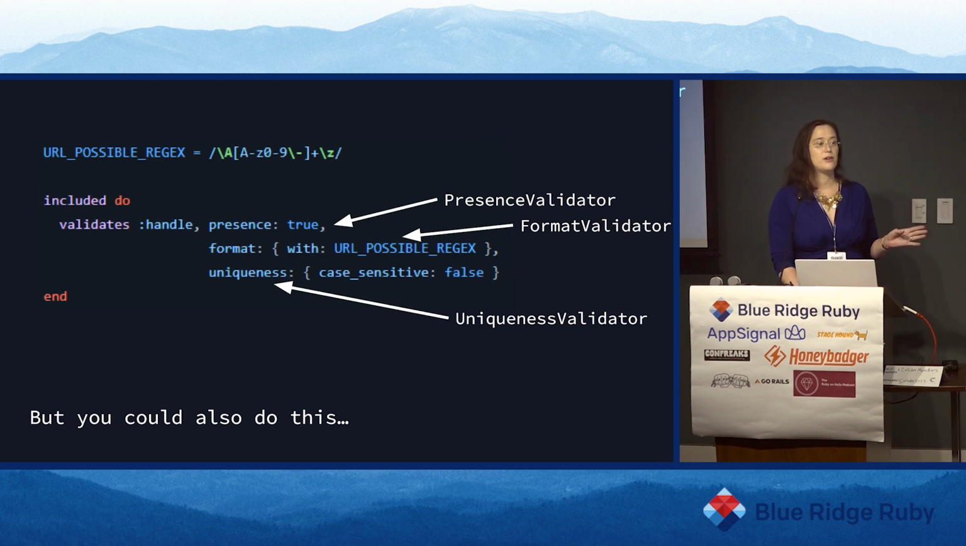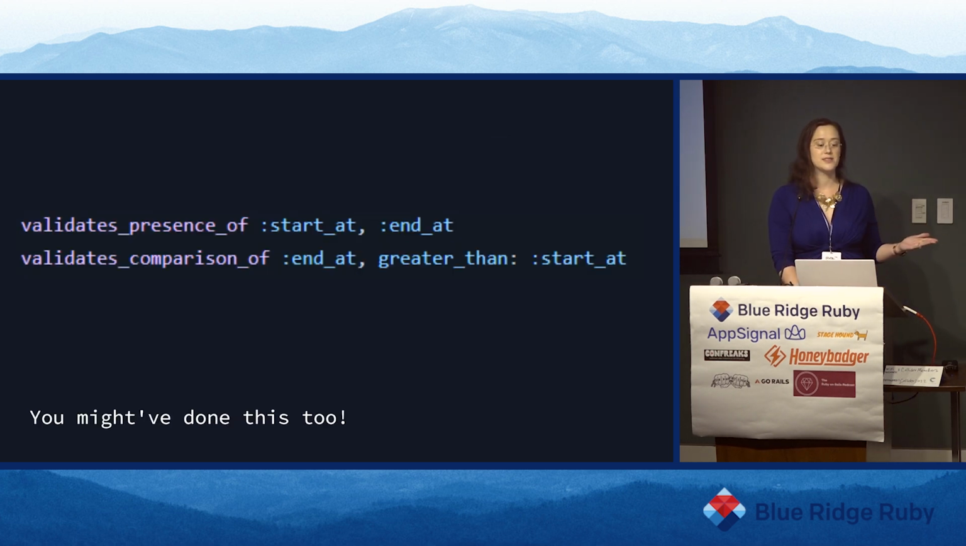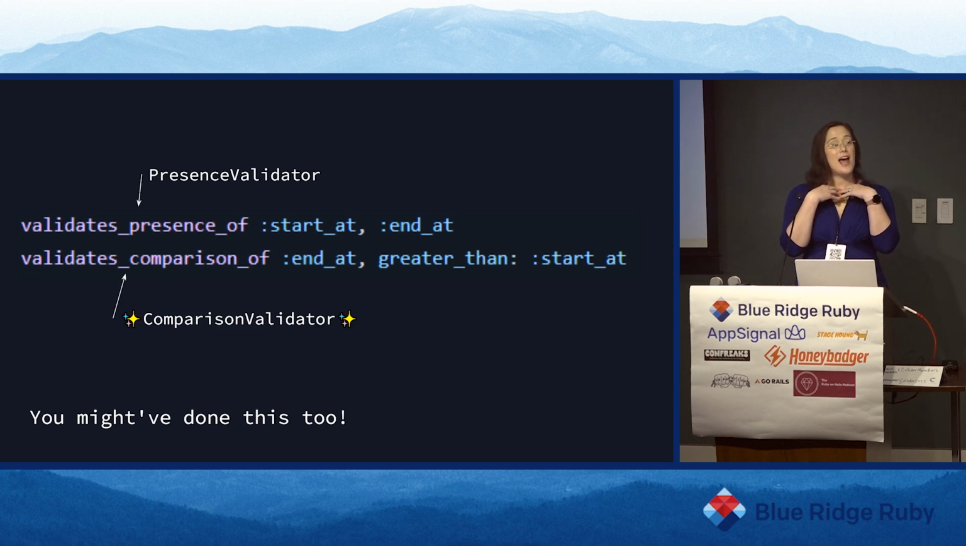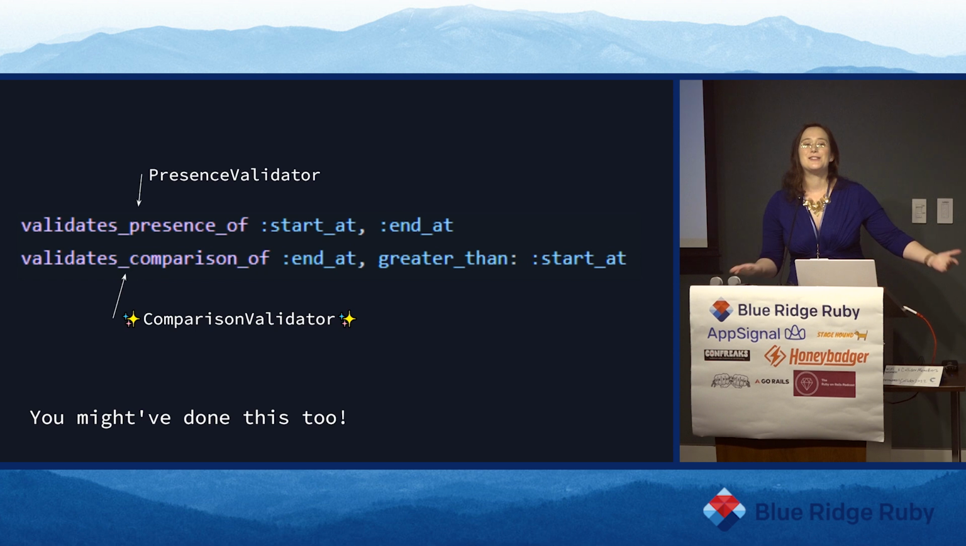A select group of you have probably even worked with validation helpers, like for example these. This is validates presence of, and that's the presence validator again, just in its jacket. And then also we have the comparison validator. This is my absolute favorite validator because, as Joe mentioned, I added it to Rails. Thank you so much for your validation.